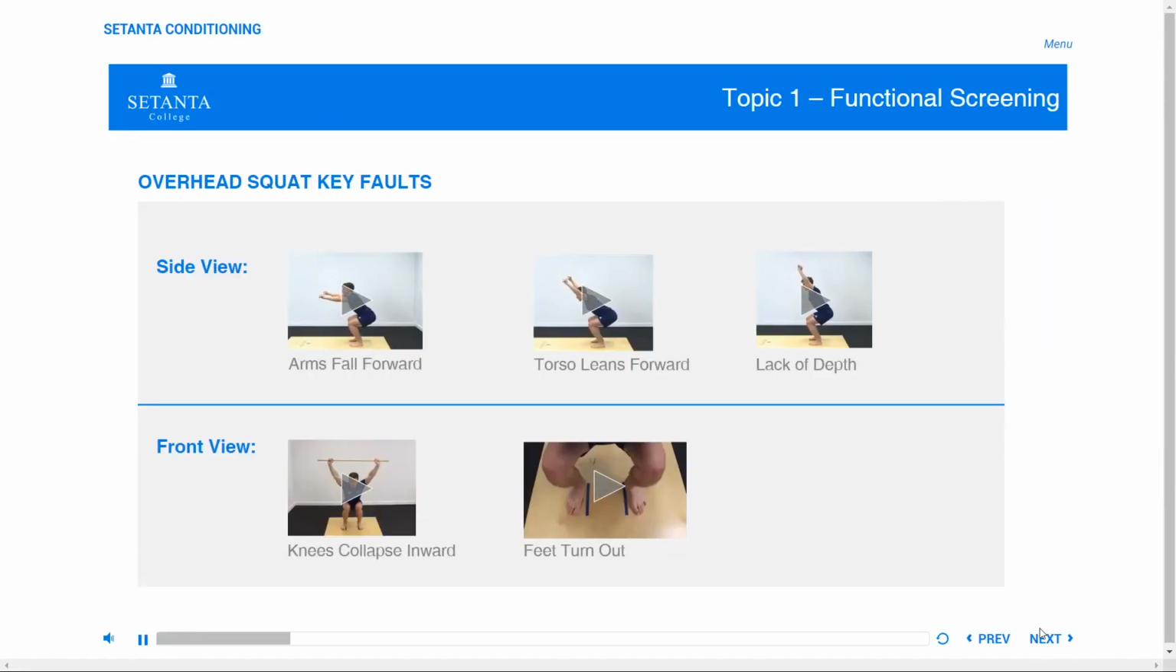Overhead squat, key faults. Here we present some of the common faults that may be observed during the overhead squat. Click on each thumbnail to watch the video clip of each fault.